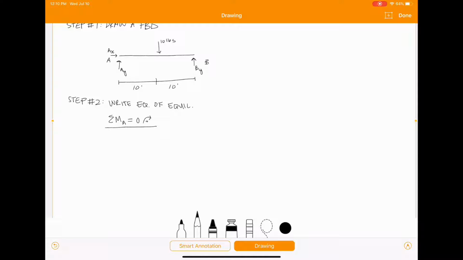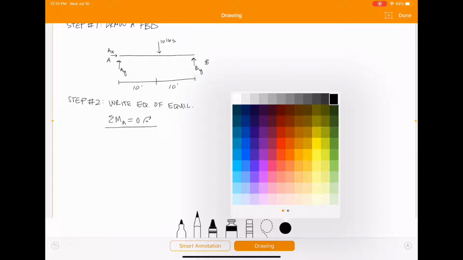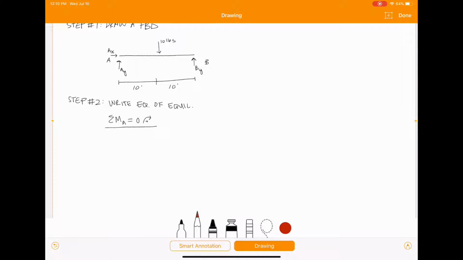So if we take our moment about A, which is this point, here I'll pick a different color so you can see it. And this point here, we know that to calculate a moment, we take the force times its perpendicular distance to the point of interest. So, starting over here, we have AX and AY.